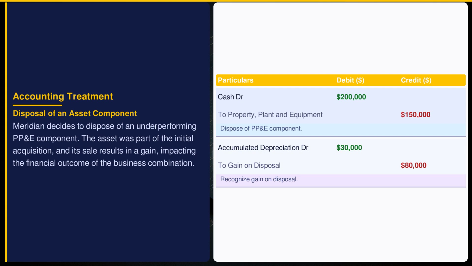Selling an asset component for $200,000 that was carried at $150,000 results in an $80,000 gain. Indian Accounting Standard requires recognizing this gain to reflect true financial performance. The disposal impacts net income, enhancing Meridian's profitability for the period.